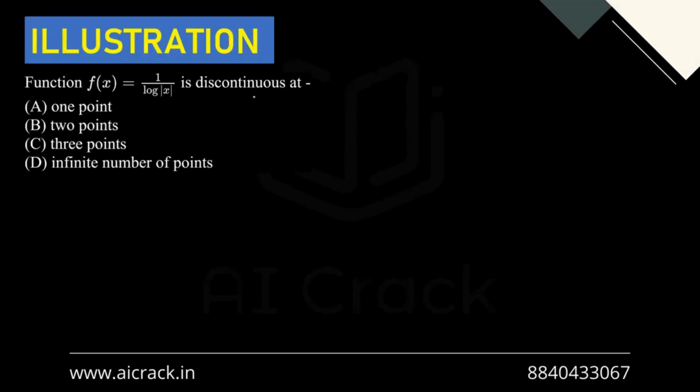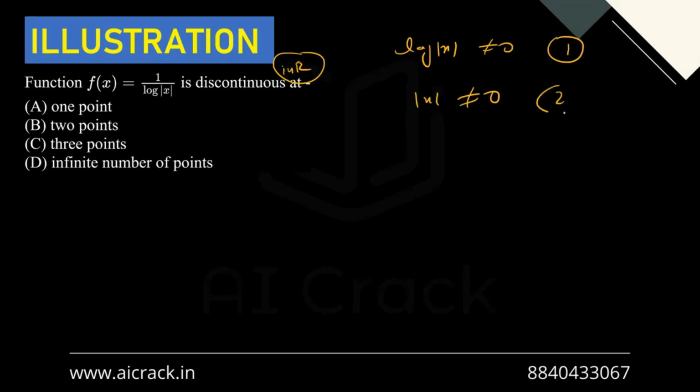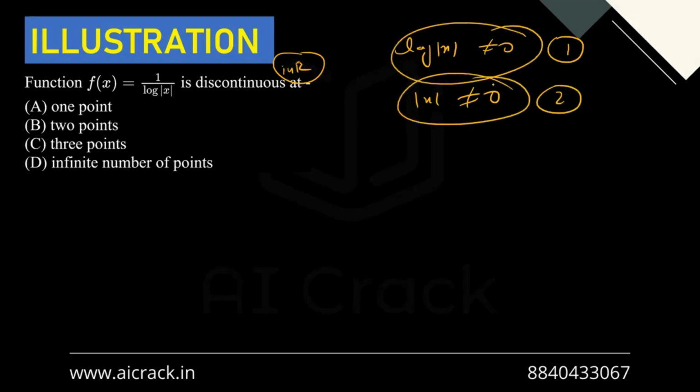And now let's look at this question. Function f(x) equals 1 upon log mod x is discontinuous in R at. We are talking about all points, not just the domain. So the first thing that comes to my mind is that log mod x is in the denominator and that should not be 0. That is the first condition, because it is in the denominator. Now the second condition: we know that modulus x is always positive or equal to 0, but can we have 0 inside a log? We cannot. So modulus x should also not equal 0. These two conditions are sufficient to find the discontinuity points.